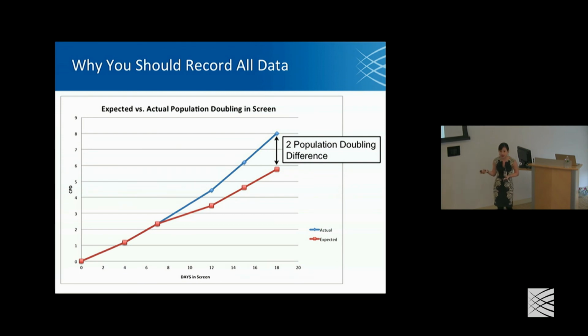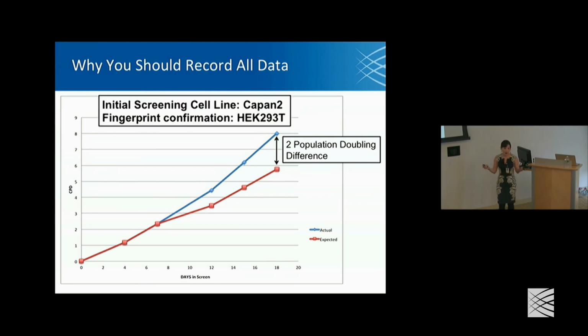When we sent these end samples for fingerprinting, what we thought were CAPN2 cells actually turned out to be HEK293T cells. And the reason we were able to have an inkling that something was off was because we recorded these doubling hours and we knew what was going to happen with these cells, and we were getting something different from that.